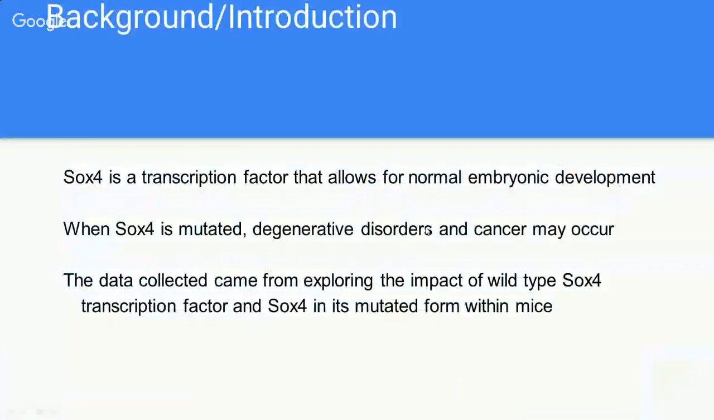So for background information, for this project, we studied the SOX4 gene. It's a transcription factor that allows for normal embryonic development. And when SOX4 is mutated, degenerative disorders and cancer may occur. For this project, the data collected came from exploring the impact of wild-type SOX4 transcription factor and SOX4 in its mutated form within mice.